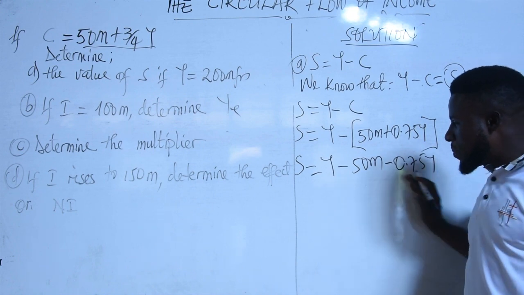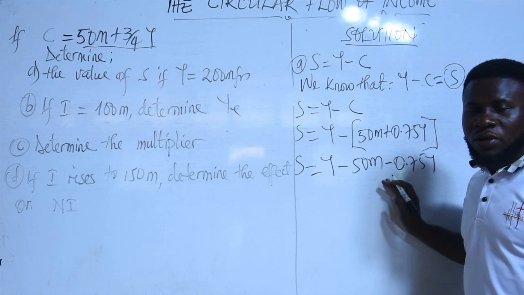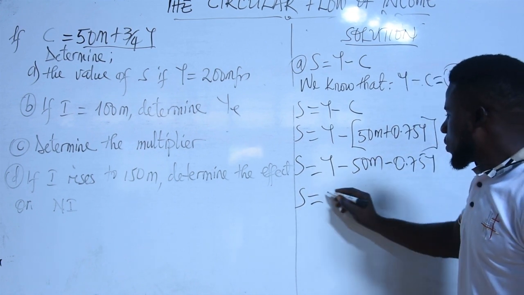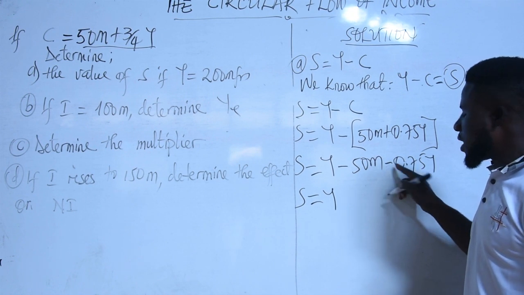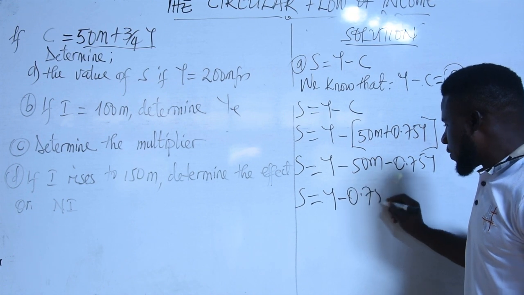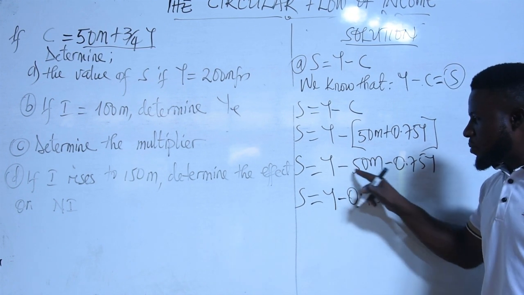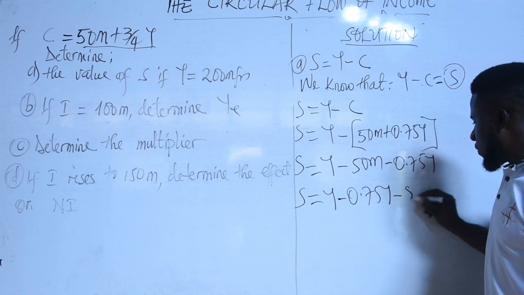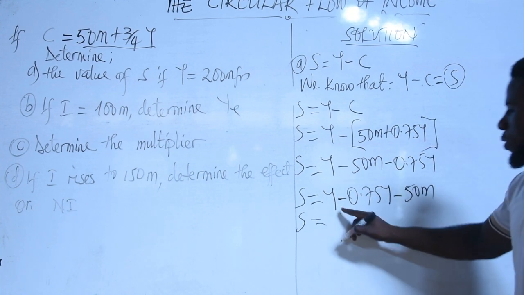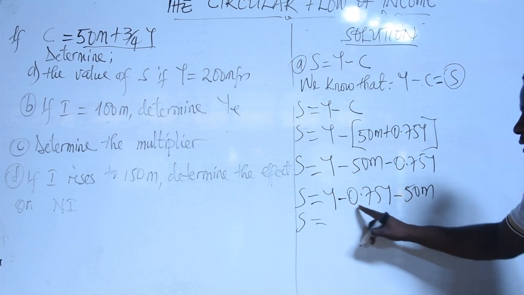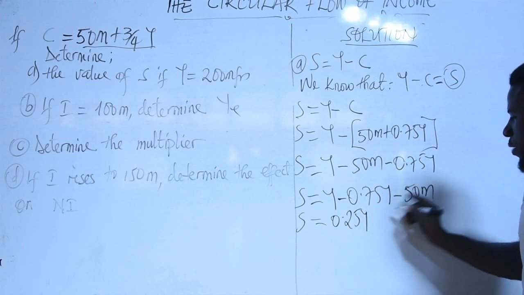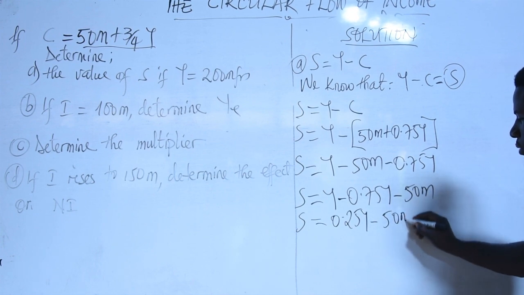So we are still on one side of this equation, so nothing changes. We have S equal to y. This negative sign belongs to 0.75y, minus 0.75y, and this negative sign belongs to 50 million, minus 50 million francs. So S is equal to this minus this. 1y minus 0.75y gives us 0.25y. Then we copy down minus 50 million.